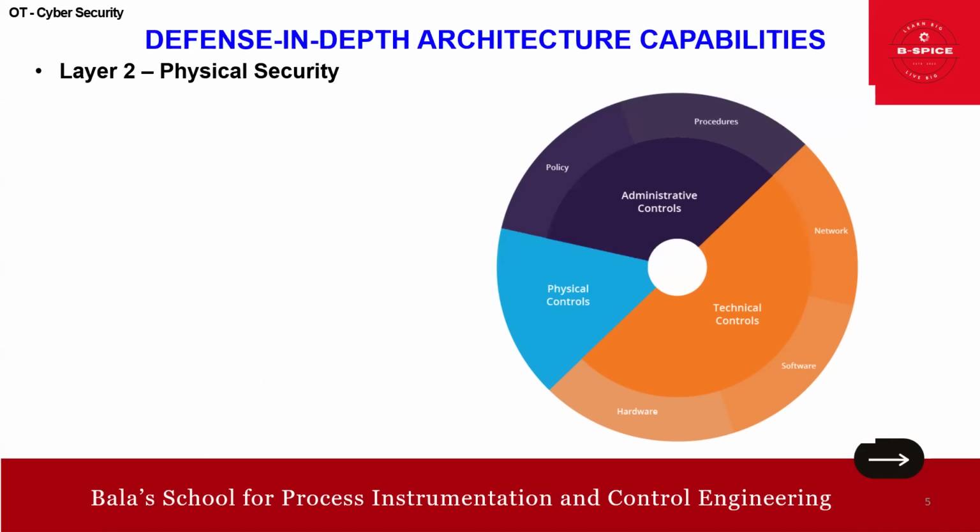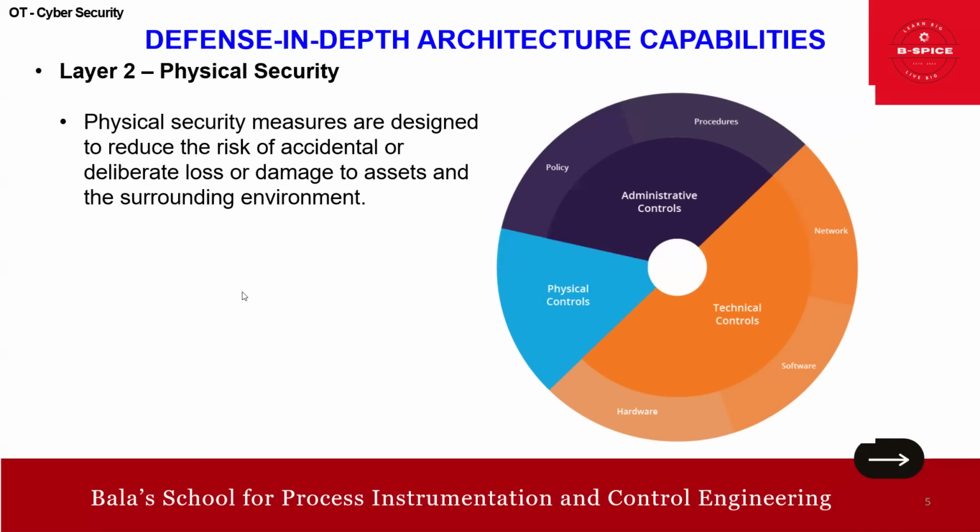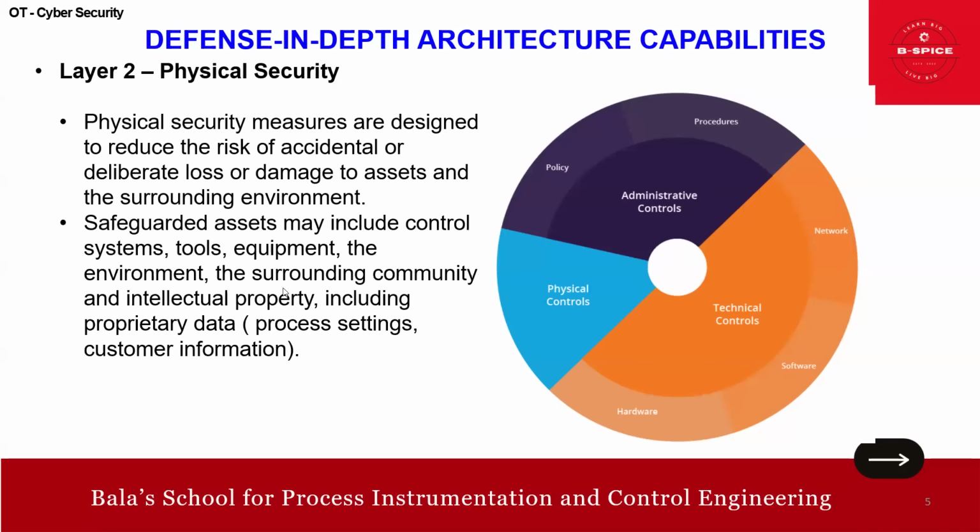Okay, now I go into the second layer, physical security. Physical security measures are designed to reduce the risk of accidental or deliberate loss or damage to assets and the surrounding environment. That is what the physical security measure means. What are the examples? Safeguarded assets may include control systems, DCS, PLC, tools, equipment, the environment itself and the surrounding community, and intellectual property, including proprietary data like process settings and customer information. All these we need to safeguard, isn't it?